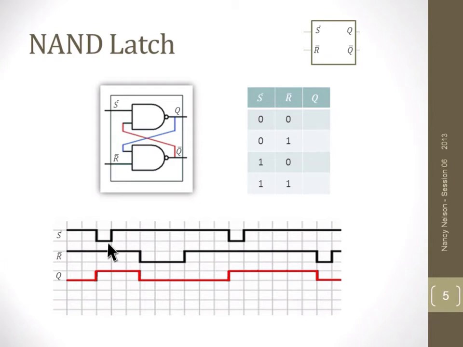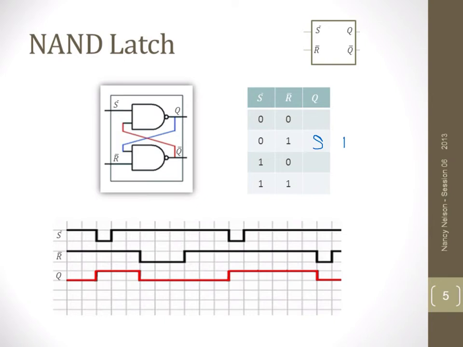Our set condition is when the set input is active, which is low, and the reset input is inactive or resting, which is high. So we want set to be low, reset to be its opposite, or high. We're going to mark that as a set. And a set simply means the output is a 1 and that the latch is storing the bit 1.